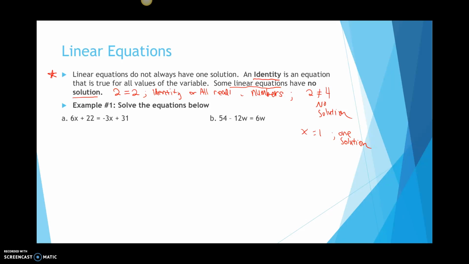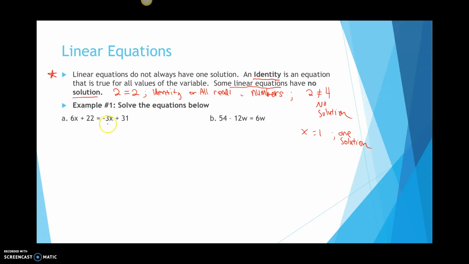So let's look at some examples here. Example 1a, you have 6x plus 22 equals negative 3x plus 31. Notice you have the variable on both sides of the equation. So you want to get the variables all on one side, the numbers on the other side. It does not matter if you move this negative 3x to the left or 6x to the right. You just have to be consistent with how you move things around.